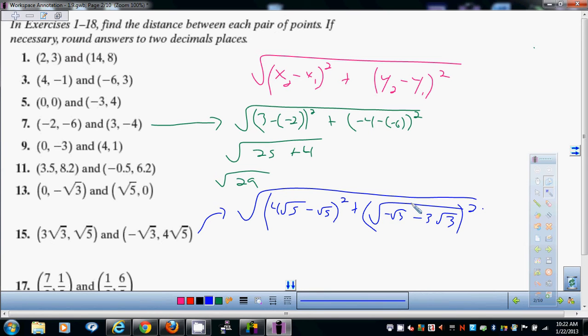Distance formula? Oh, yeah. One good thing about this book, every single odd problem, there's like an even problem almost identical to it. So, if you see it up here, you're probably going to see something a lot like it. What's 4 radical 5 minus 1 radical 5? 3 radical 5, which we will then be squaring. Negative radical 3 minus 3 radical 3? Negative 4 radical 3, which we will also be squaring.